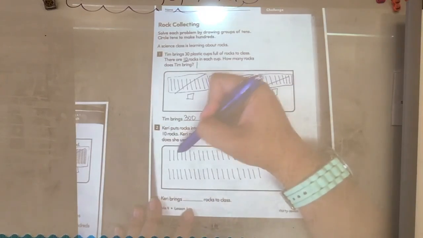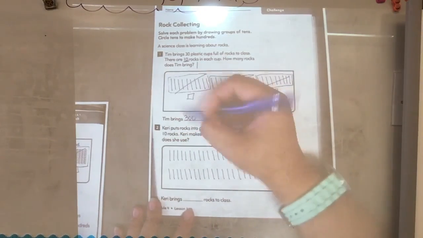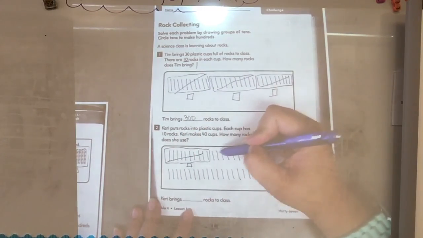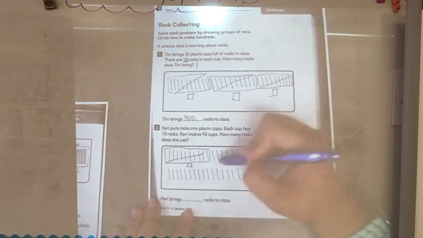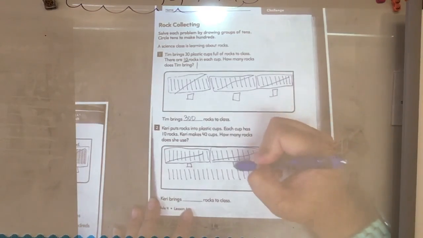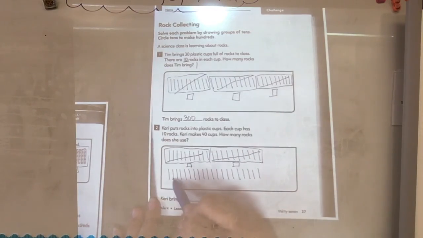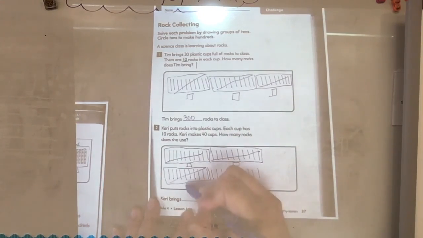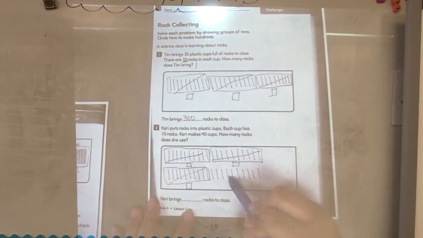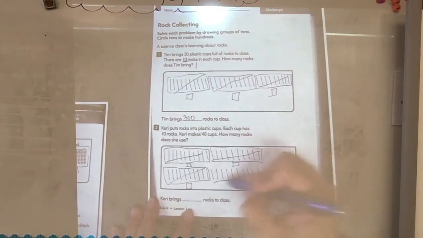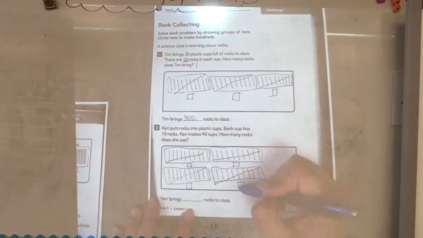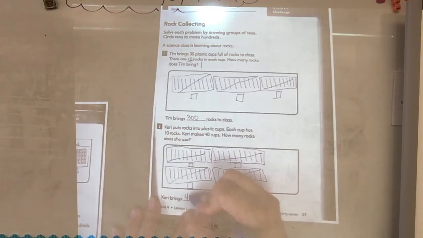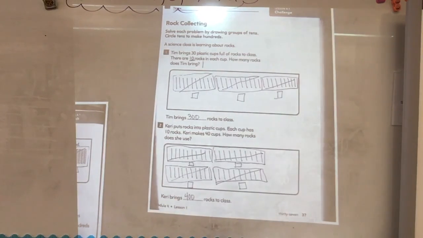So 10, 20, 30, 40, 50, 60, 70, 80, 90, 100. Trade up for 100. I repeat that count and trade up for 100 four times in all. So now I know I have 1, 2, 3, 400 rocks. Carrie brings 400 rocks to class.